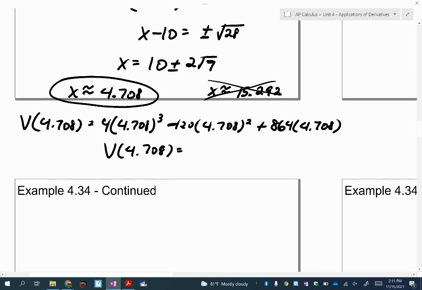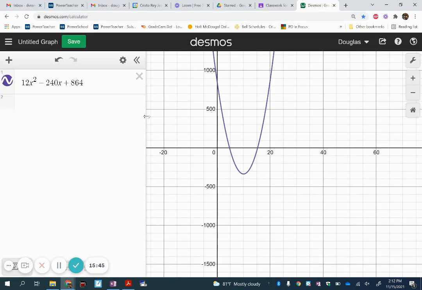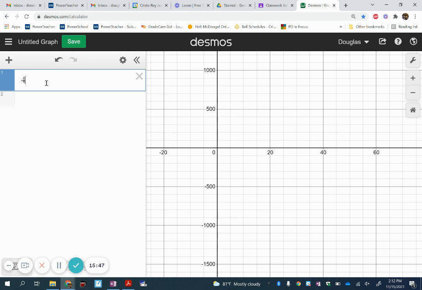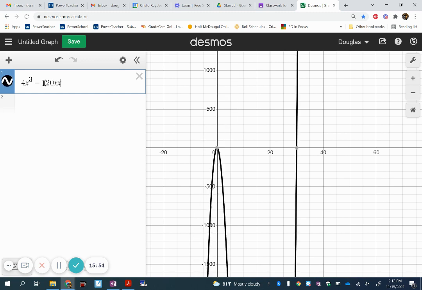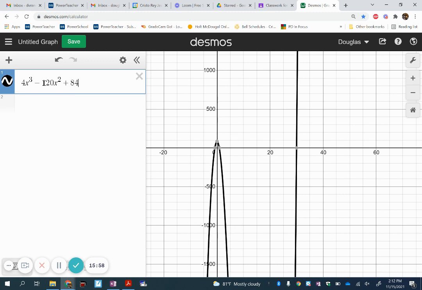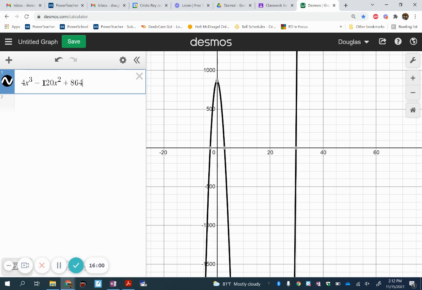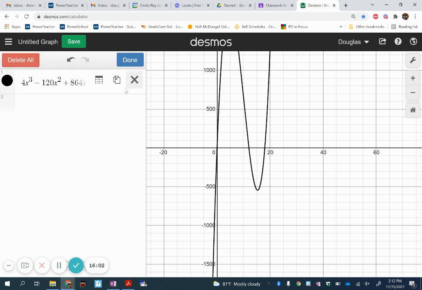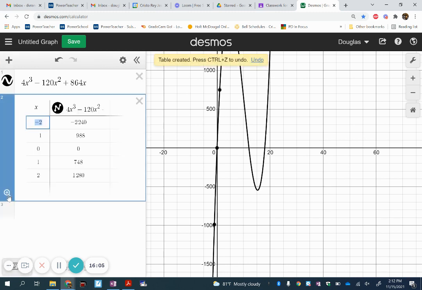All right, I'm going to go to Desmos to find that answer and just show you how a lot of this stuff you can confirm with your graph on Desmos, which is super nice. All right, so I'm going to type in, still use this one, 4x cubed minus 120x squared. There we go. And then plus 864x. Make a table if you would like. So you can zoom in.